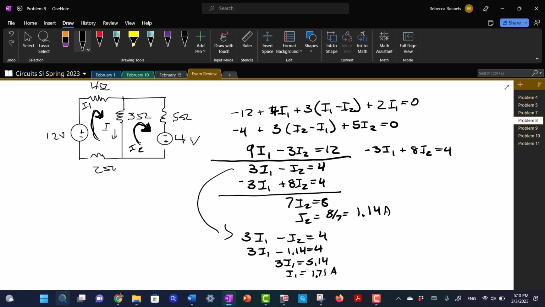Oh, that's easy. And then you said it's 1.71. Then you just do 1.71 minus 1.14, which is basically equivalent to I equals... Wait, no, it wasn't minus because I2 was positive. Oh, sorry. So it's just 1.71 minus 1.14, I wrote my sign wrong, which is 0.57 amps.